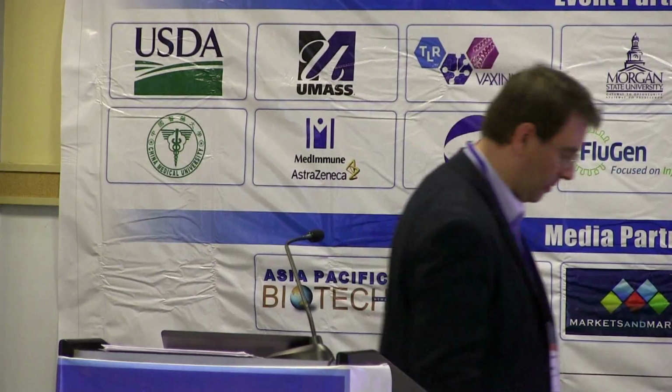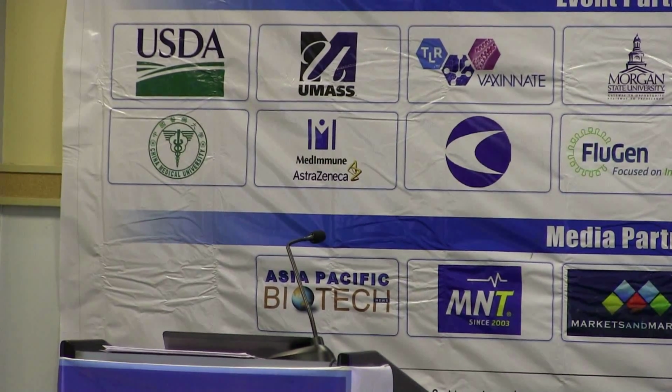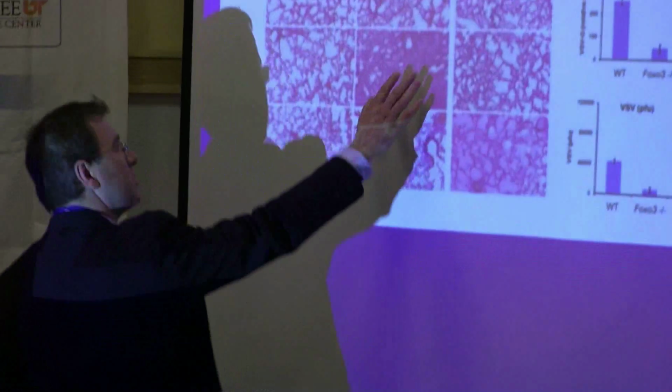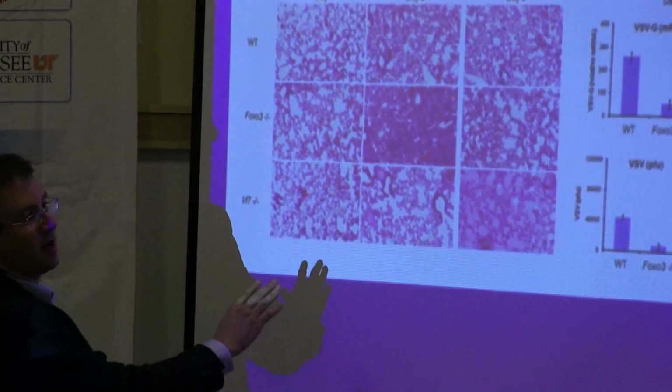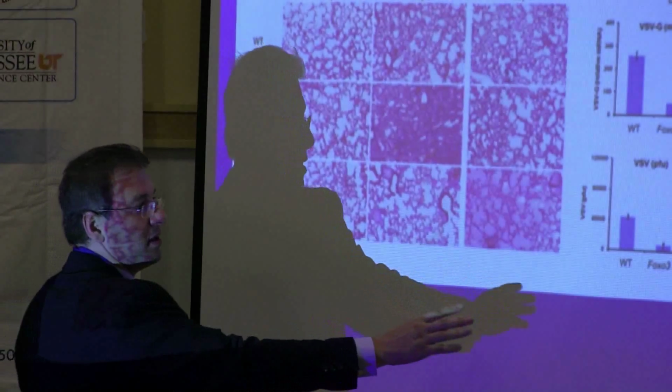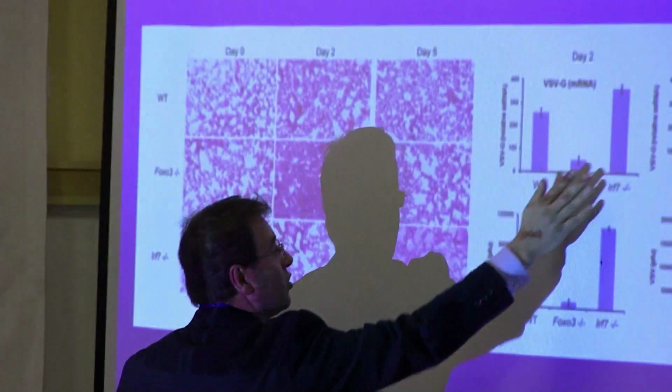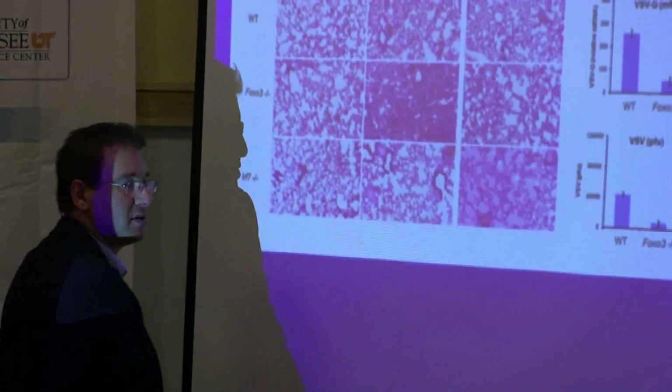FOXS3 null deficiency resulted in a decreased viral load. Oops, it also died. That's funny. So as you can see here, the decreased viral load in FOXS3 null mice was associated with increased lung damage, whereas in the IRF7 null mice, the lack of viral control was also associated with lack of inflammatory response.